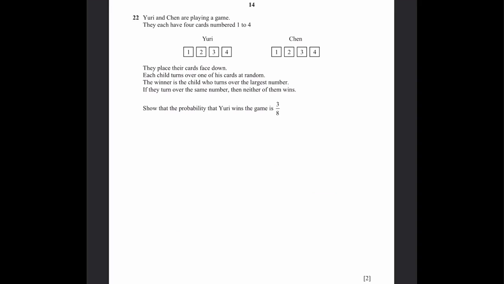Yuri and Chen are playing a game. They each have 4 cards numbered 1 to 4. They place their cards face down. Each child turns over one of his cards at random. The winner is the child who chose the largest number. If they turn over the same number, then neither of them wins.